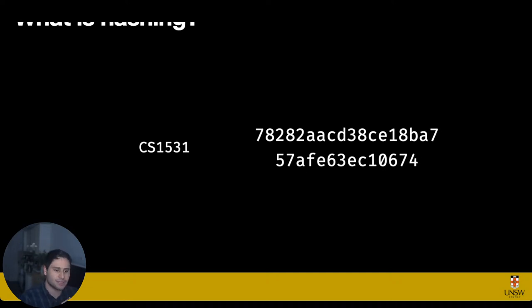So it's not like randomly generating a string. It's always a one-way map. How can we prove this? Right now, let's see here.